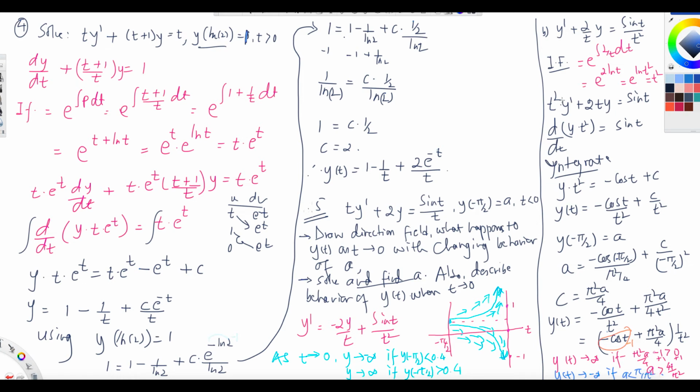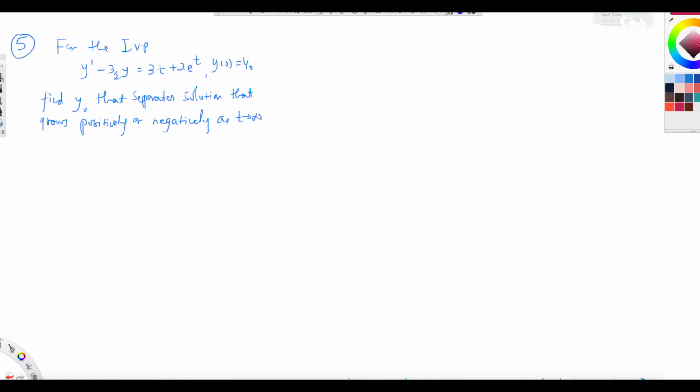Okay, so I want to do one more problem, the very last problem. Let me write down the question for that. The very last problem that I'm going to do in this section is question number 31 from the book. What it says is, for the initial value problem, y prime minus 3 half y equals 3t plus 2e to the power t.